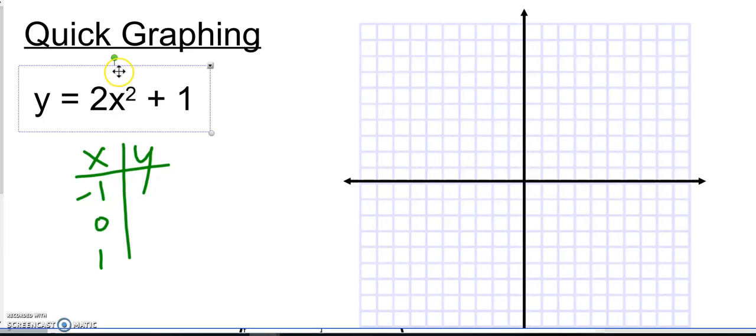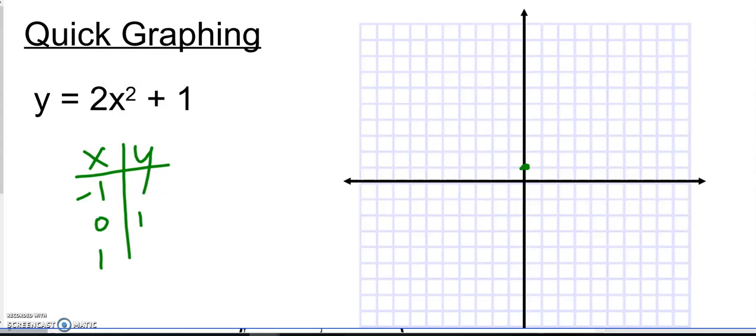So remember, you're putting in stuff for x. So I'm going to put 0 in here. 0 to the second is 0. 2 times 0 is 0. And then 0 plus 1 is 1. So (0, 1) is a point. And then I'm just going to put in my other values and see what we get for an output.